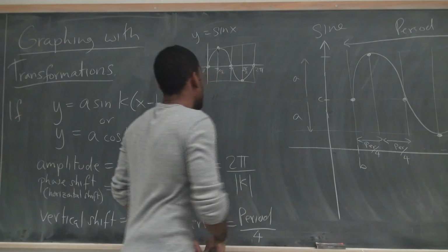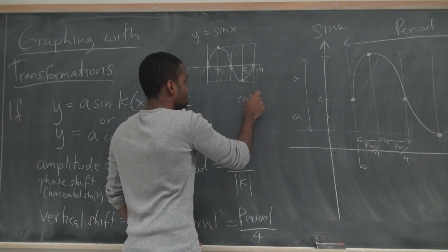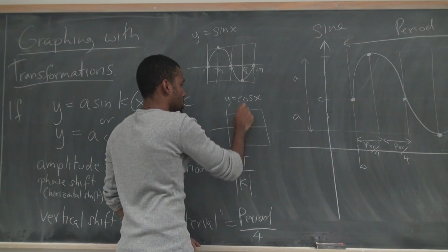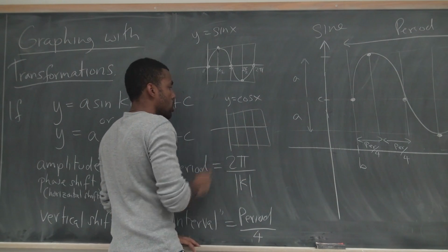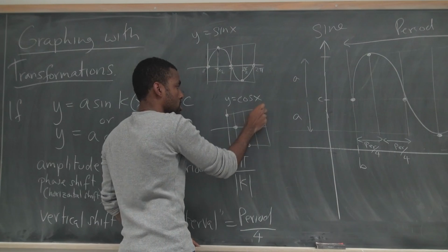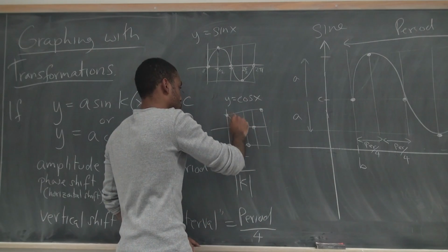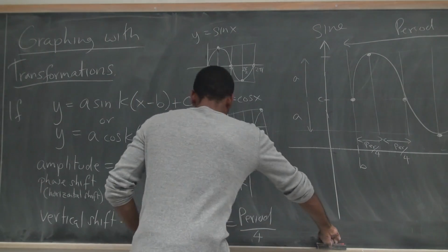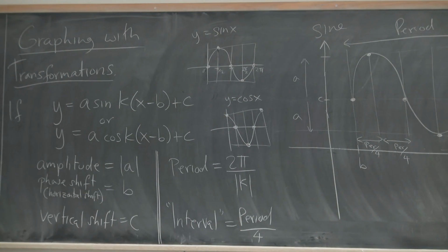If I know the graph is a cosine, it also comes in 4 sections and behaves in a particular way as well. The cosine starts at the top, then hits the middle, then hits the bottom, then hits the middle, then hits the top. So you connect the dots there. That's how cosine behaves. So let's do some examples.